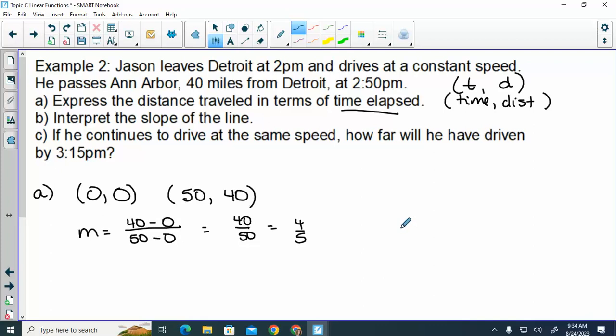Y-intercept, can you tell me what it is? It's 0 here. So my equation, my Y, which we said we're going to use D for distance, equals M, 4/5, times my X, which was a T, plus 0. So distance is just 4/5 times time.